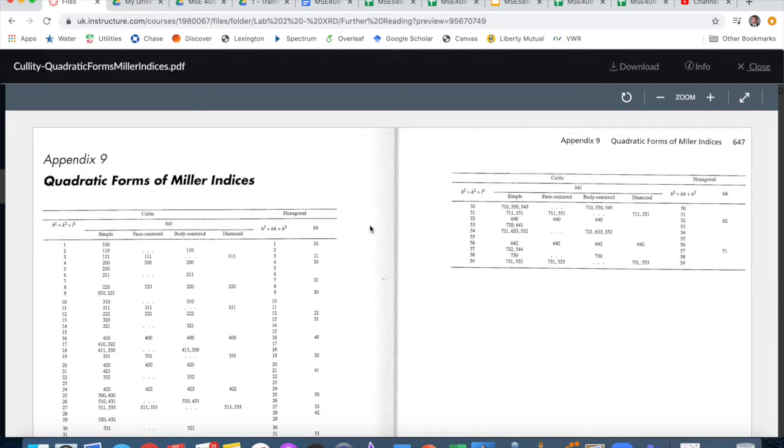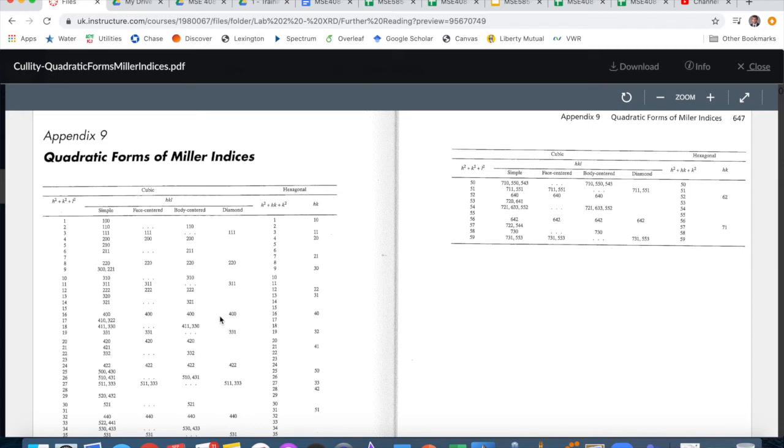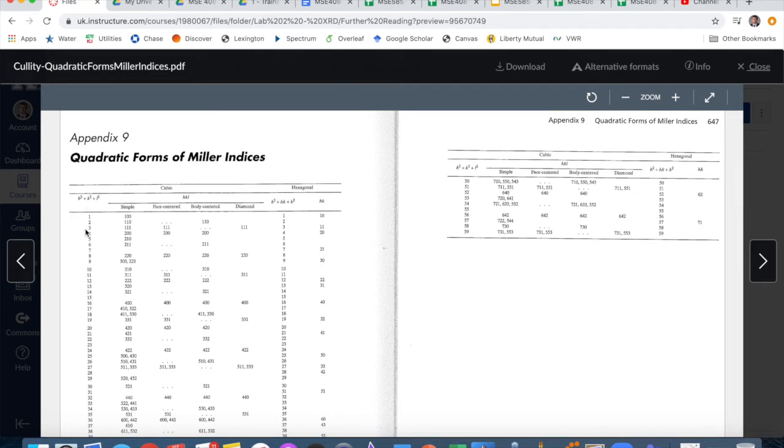So these are the quadratic forms of the Miller indices for a number of different systems. But the main thing that I want to draw your attention to is the first one, h squared plus k squared plus l squared. That's what we defined as S. So basically these are the S values that are possible. And then if you look over here, we have cubic, which is good because that's what we're looking at: simple, FCC, BCC, diamond. We also have hexagonal. We won't deal with that right now.